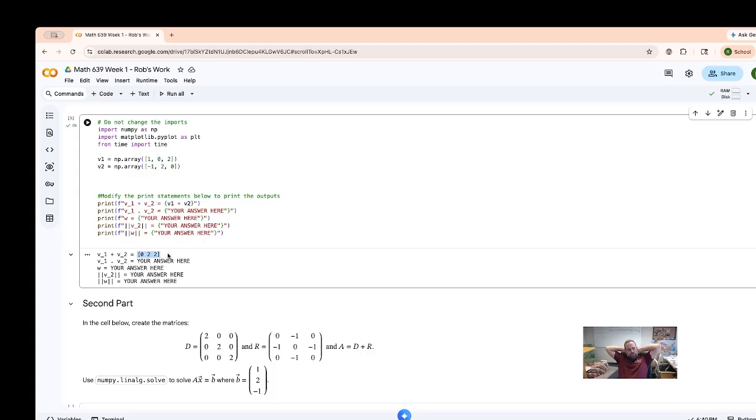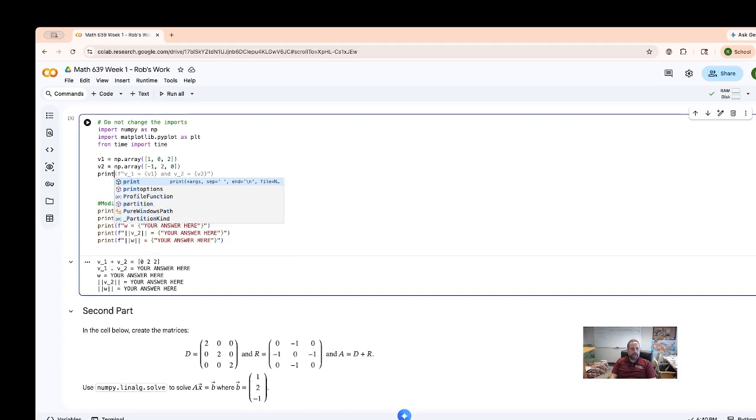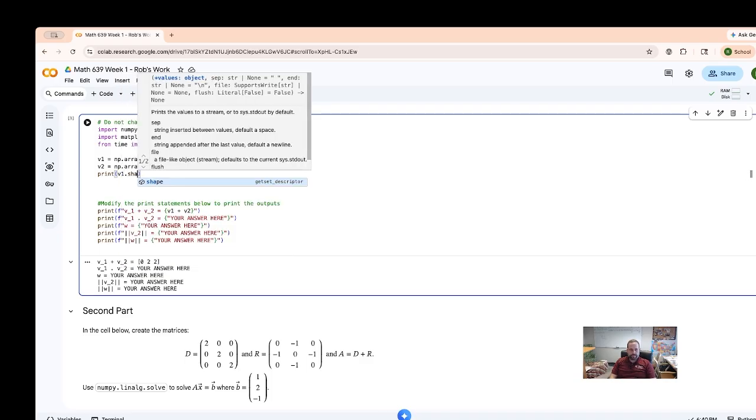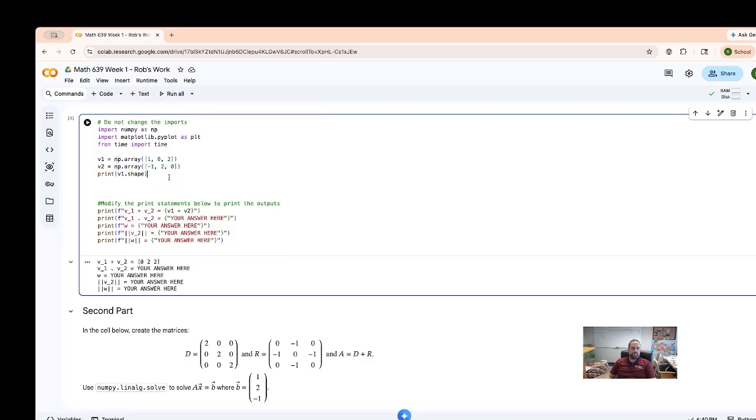Now, there's sort of a matter of taste here that we want to think about. Right now, we're storing v1 as an array. So I'm going to do the following: I'm going to print v1.shape. This should give us the dimensions of v1.